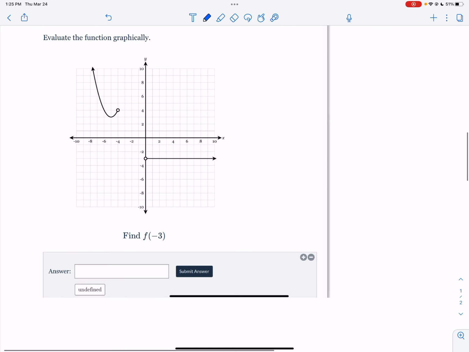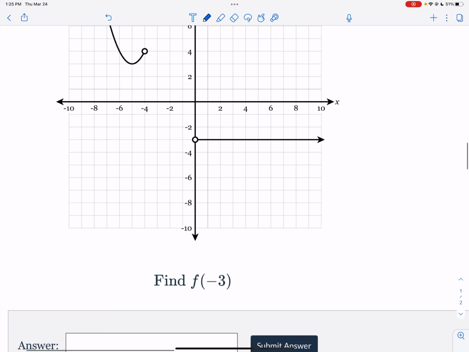Now we want to learn how to evaluate these things. So f of -3. Let's just remember our function notation real fast. This whole thing stands for our output. F of -3. When we plug in -3, if we have an algebraic equation or when we look at a graph, we care about the y value, the output value. That's all this represents.